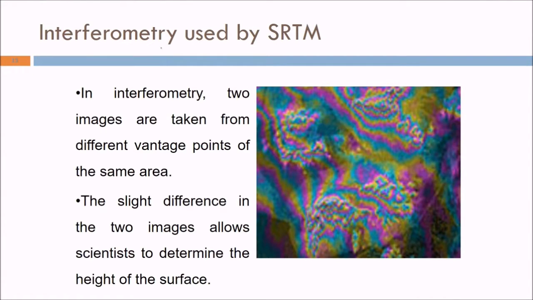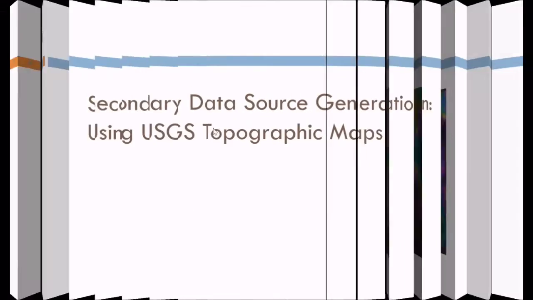The interferometry I was talking about is used by SRTM. In interferometry, two images are taken from different vantage points of the same area. So these are the points. The image is taken from this point and this point simultaneously, but there is a distance between these two. So the slight difference in the two images allows scientists to determine the height of the surface.